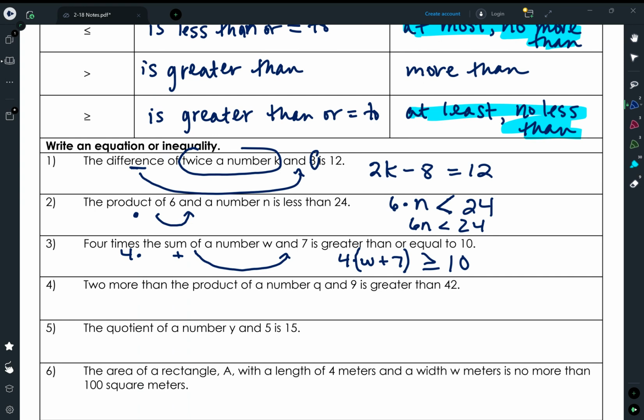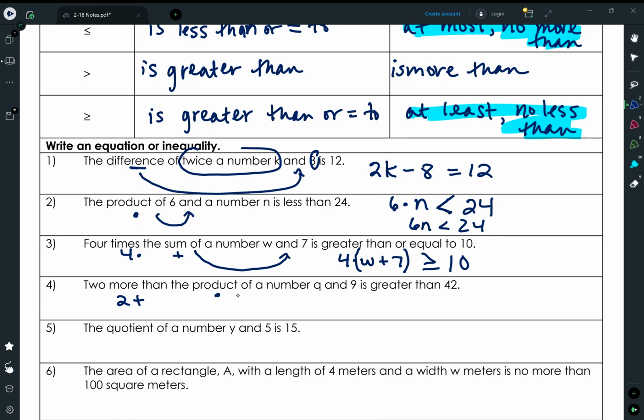2 more than the product of. So 2 more than, just like this. Actually, it doesn't have an "is" in there. So I disagree with the book. I feel like they should have an "is" here. When we say 2 more than like that, what we really mean is addition. So this means we're taking 2 and we're adding. Product of, so product means we're multiplying.